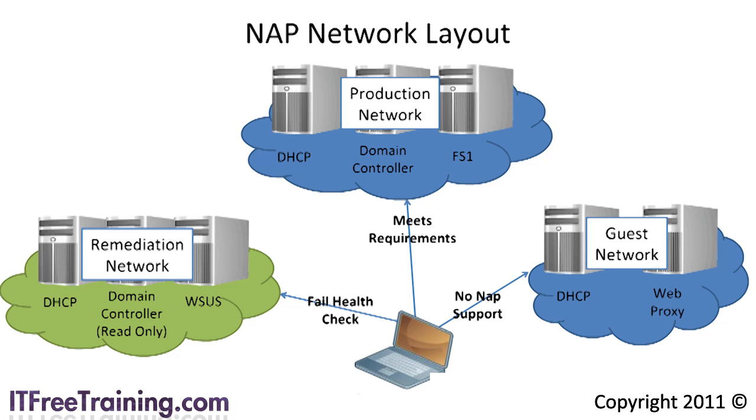Finally, if the computer does not support NAP, it is transferred to a guest network. This may be the case if you have visitors from another company plugging into your network. If this is the case, you want them to have access to basic services from your network, like accessing the company website and internet, but nothing else. To do this, a web proxy could be installed so they can access information but cannot access any confidential data or any other company systems.